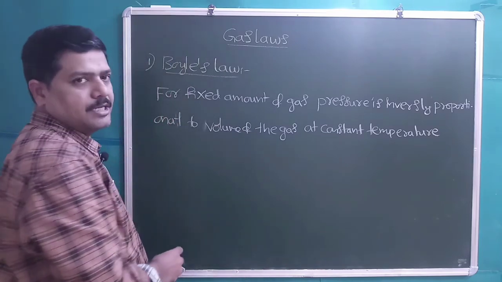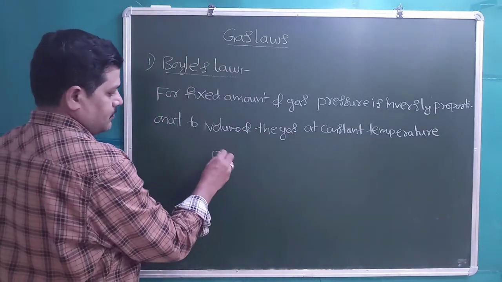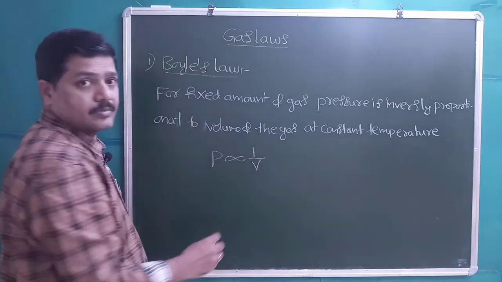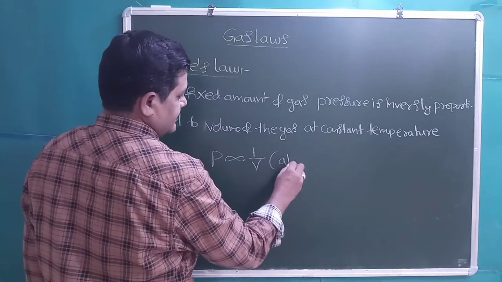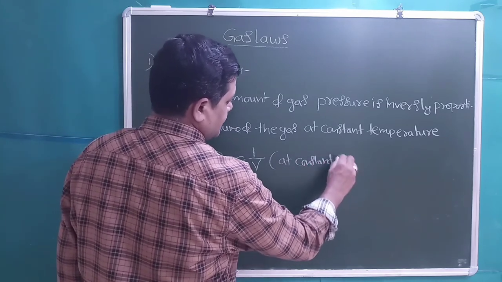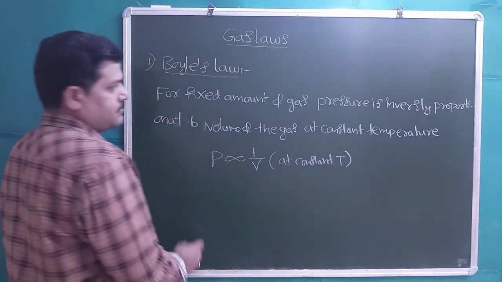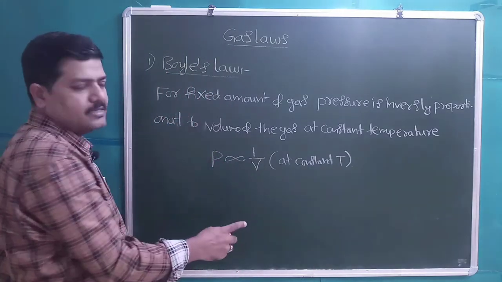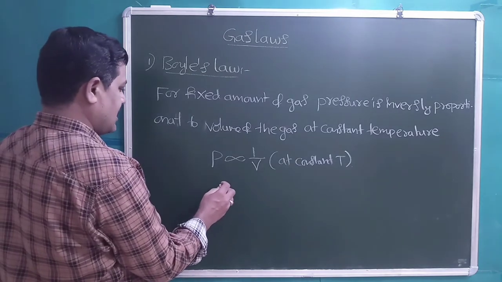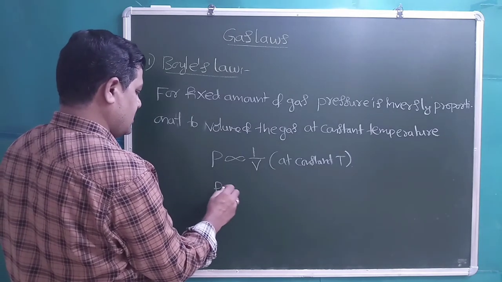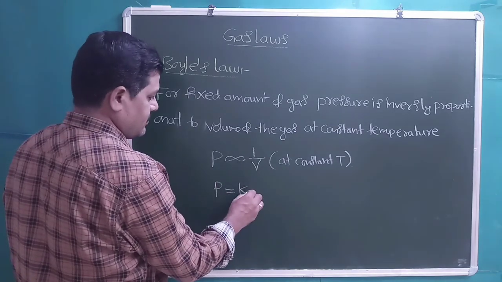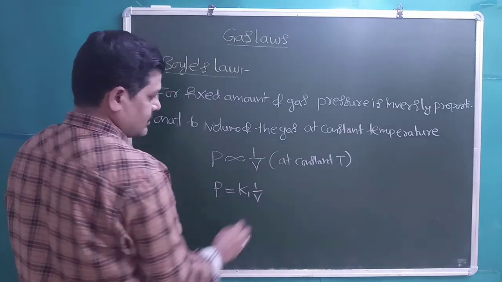Students, in the equation form we can write it as P is inversely proportional to the volume, provided this is at constant temperature and it is for the fixed amount of the gas, means the number of moles also remains a constant. So students, we can write this as P is equal to, introducing a proportionality constant, some K1 into 1 by V.